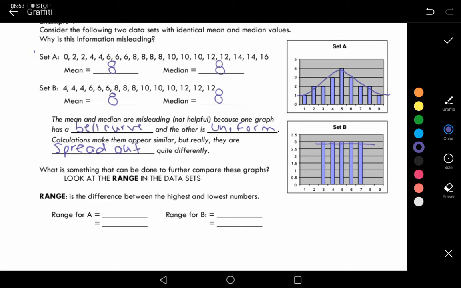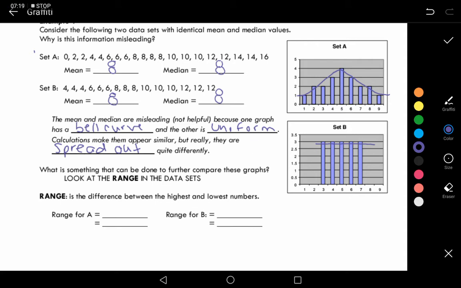Right? Those two graphs look nothing alike, right? We can see that for B, we have 3, 4, 5, 6, and 7 all occurring 3 times, whereas our A has every single one of those values occurring a different number of times. But if we average them out, if we find the middle, they are going to be the same. So what is something that can be done to further compare these graphs?